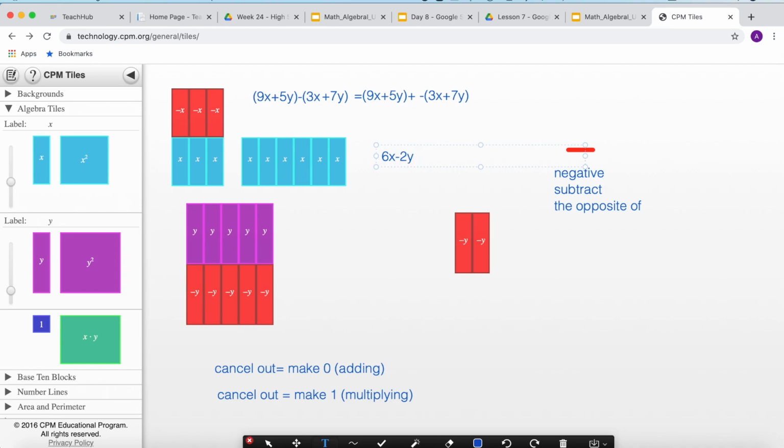And we could talk about, well, we can represent it that way. What's another way to represent this? 6x plus the opposite of 2y. We can even do it this way. What about another representation, right? So really diving into this, well, we could write it as negative 2y minus negative 6x.